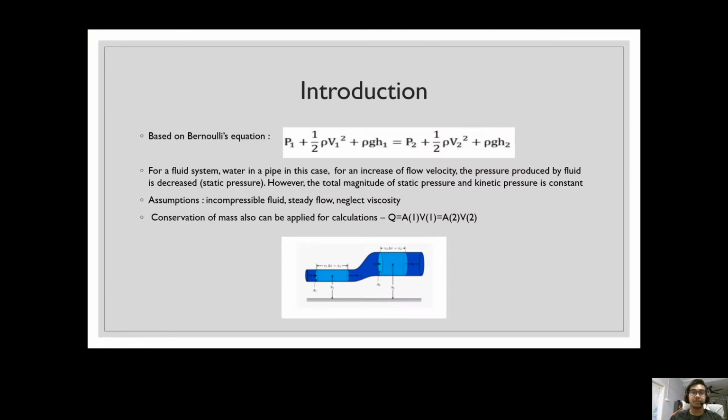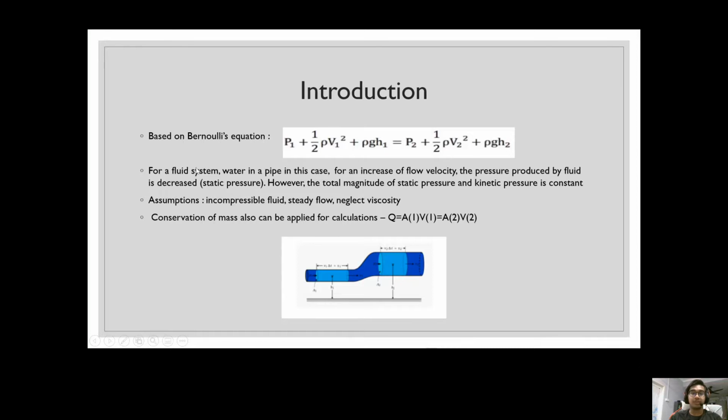So for the introduction, based on Bernoulli's equation, as you can see here, P1 plus 1/2 rho V1 squared plus rho g h1 equals a constant, which is equal to the second portion. So for example, if we compare this, point 1 will be equal to point 2.